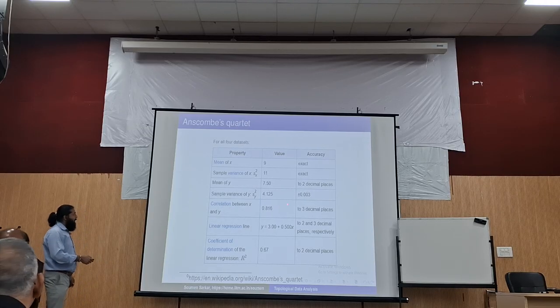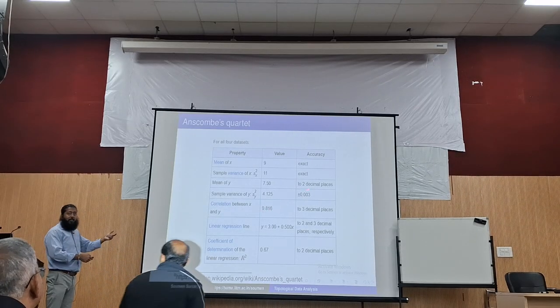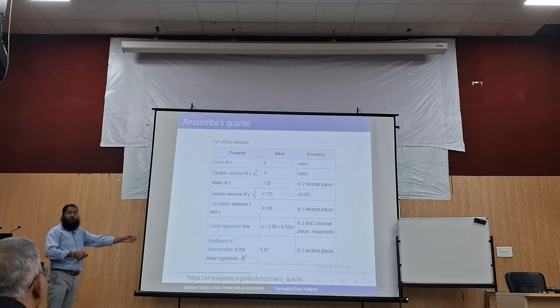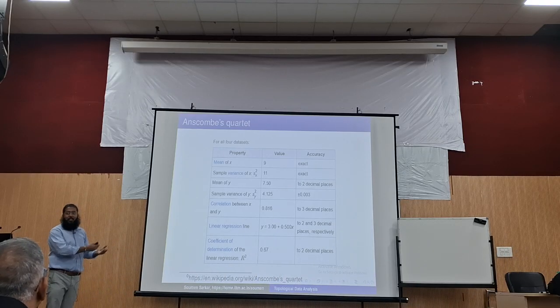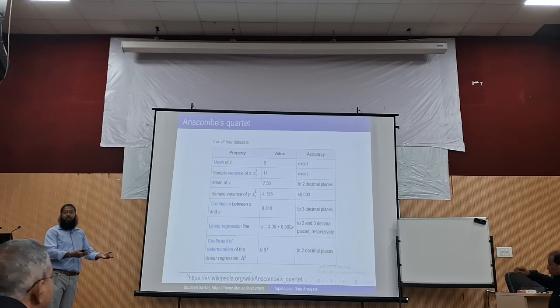Correlation between x and y, up to 3 decimal places, they are the same for each data category. Okay, so we should be surprised. The data sets look different, but if we apply the classical method, we get the same results. Then how do we distinguish those data sets?